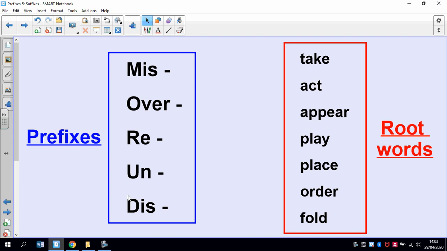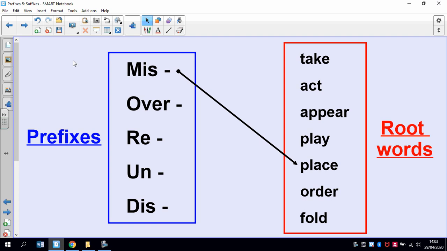So we're going to try and do this together step by step. We'll start with mis. Have a look at the root words we've got. We've got take, act, appear, play, place, order, and fold. Which root word could you put the prefix mis in front of? I went for misplace, to put something in the wrong place. Again, you see how the prefix changes the whole meaning of the word entirely. And you could have done other examples. Some prefixes actually work for multiple root words, like mistake. You could have done that one.